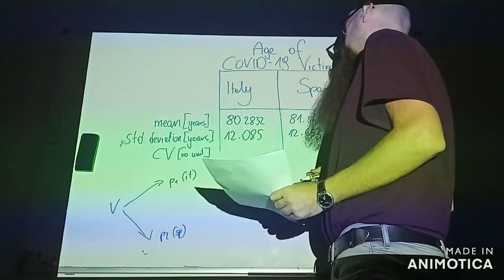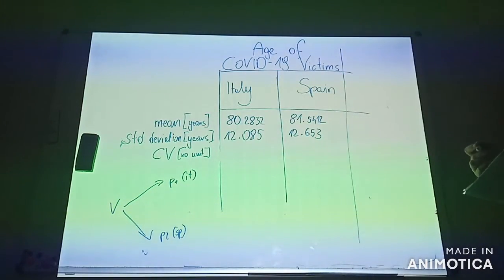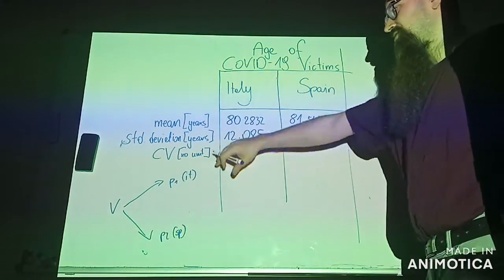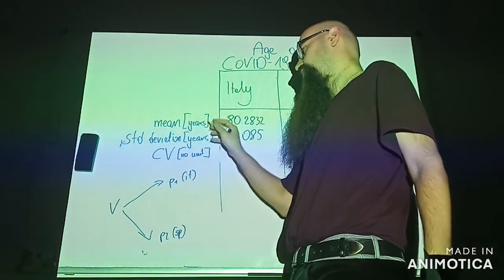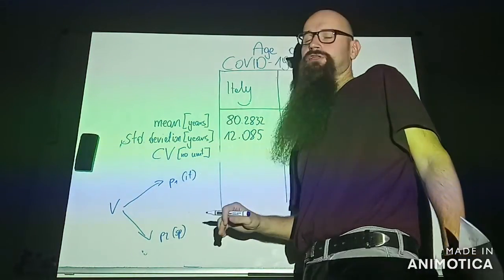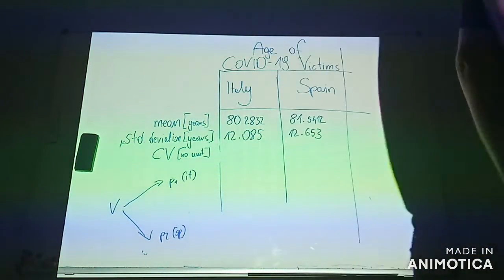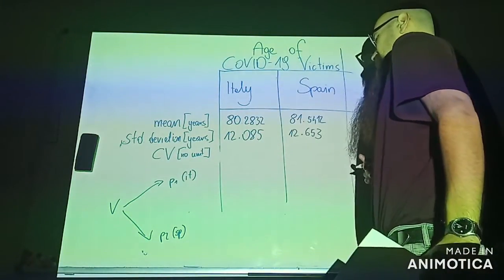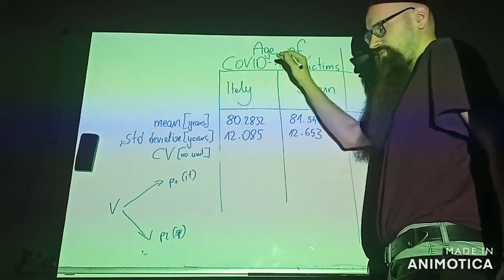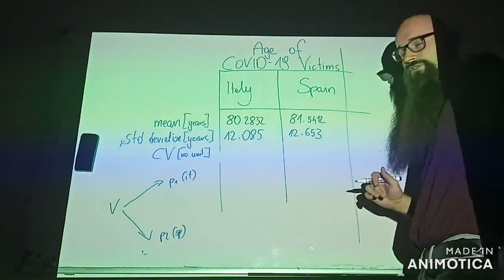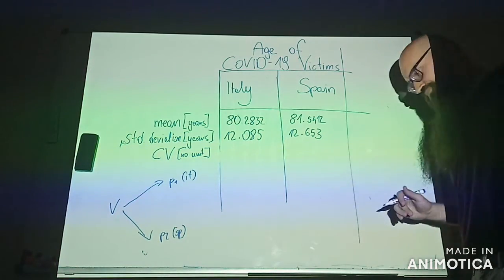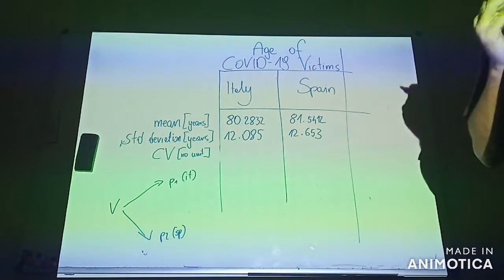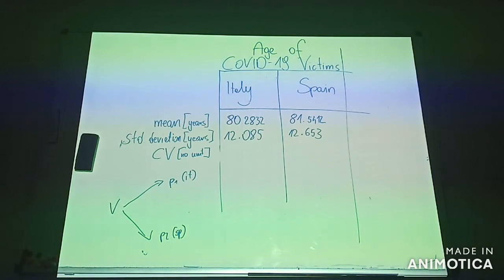And for this purpose, we need to compute the coefficient of variation. Yes, we have the same variable, so the unit of the variable is the same in both populations. But here we have a little difference between the mean level, average level of considered phenomenon. So it's safe to compute the coefficient of variation in order to keep calm.